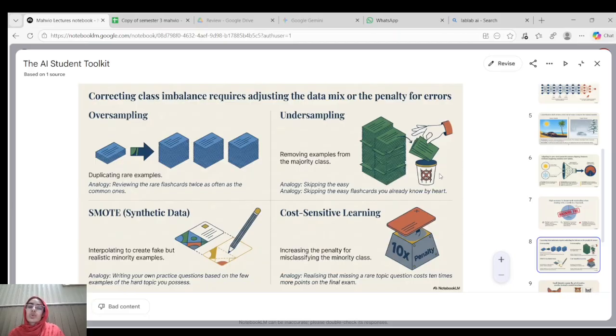SMOTE is where we create synthetic data. We write our own practice questions based on the few examples we have to create realistic new data. Undersampling is where we remove some of the easy common examples so the model has to focus more on the rare ones. In cost sensitive learning, we increase the penalty for errors. If the model misses a rare case, we punish it 10 times harder in math.